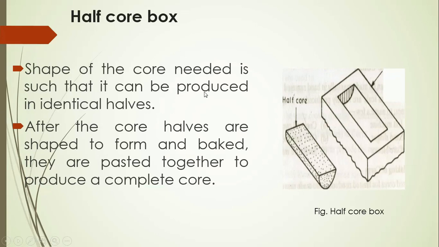Shape of the core needed is such that it can be produced in identical halves. Means each half part of the core is produced at one time. After the core halves are shaped to form, they are baked and they are pasted. Means after ramming of the cores inside this core box, only half part of the core is prepared. All these half parts we have to bake so that this core will get more and more strength after baking, and after baking they are pasted together to form a complete core, and that complete core is ready to place inside the mold cavity.